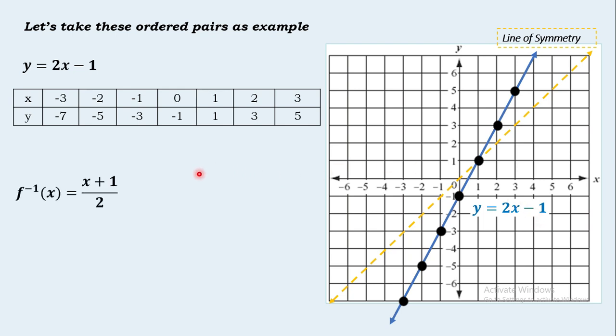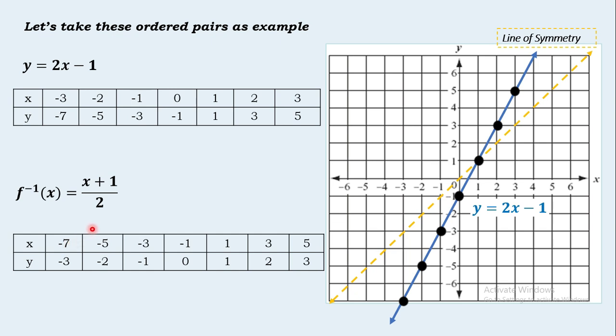Now, if we are going to plot the graph of the inverse of this function, we have discussed earlier that the inverse of this function is x plus 1 over 2, and these are the ordered pairs. If we plot these ordered pairs in the Cartesian plane, again, the domain here becomes the range in the inverse function, and the range here becomes the domain in the inverse function. The first ordered pair is negative 7 and negative 3. So x is negative 7 and y is negative 3. The point is located here. Next is negative 5 and negative 2. We have here negative 5 and y is negative 2. The point is located here.